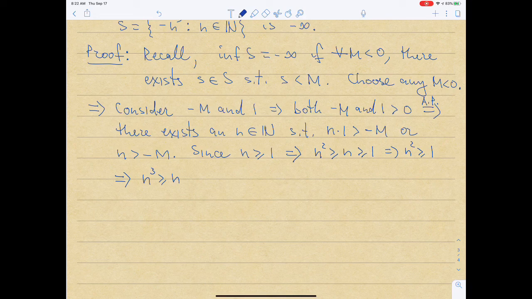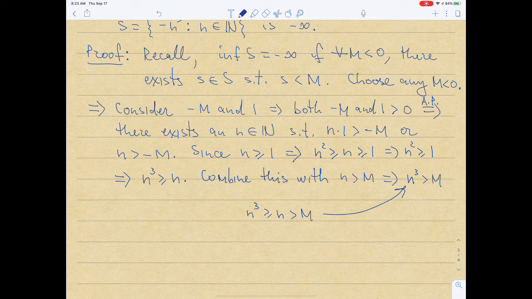So if I have n cubed greater or equal than n, then we can combine this with the earlier expression. n cubed is greater or equal than n, which is bigger than capital M, so transitivity of ordering means that n cubed actually is greater than M. Once again, I take the inequality that I proved, n cubed greater or equal than n, and the inequality n bigger than M, and combine them together. That implies that n cubed is larger than M.